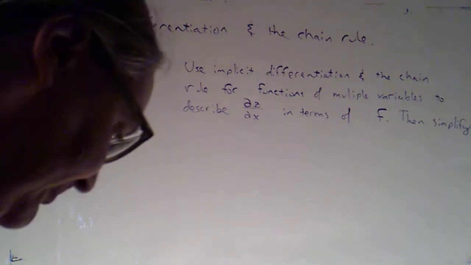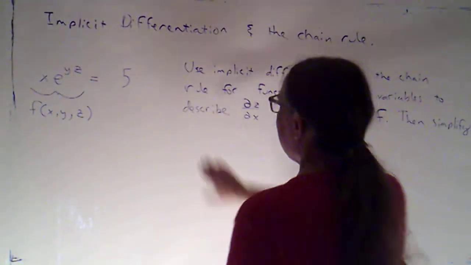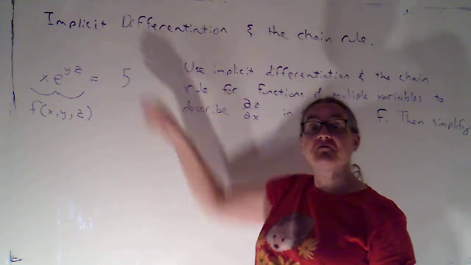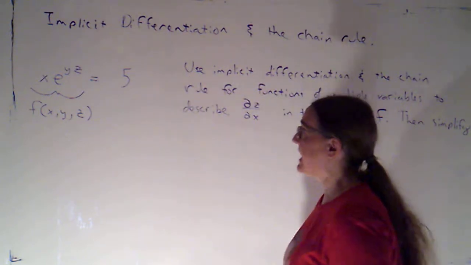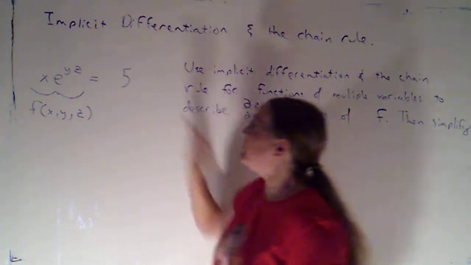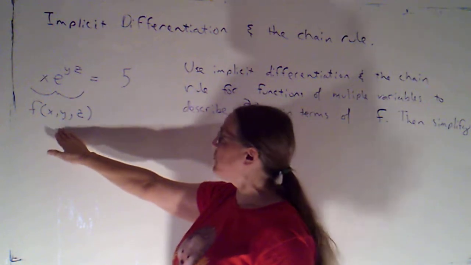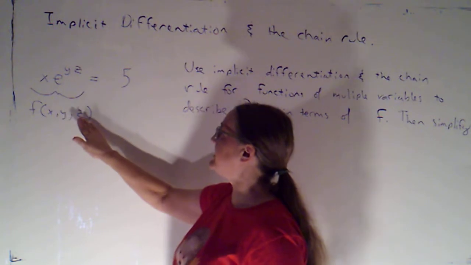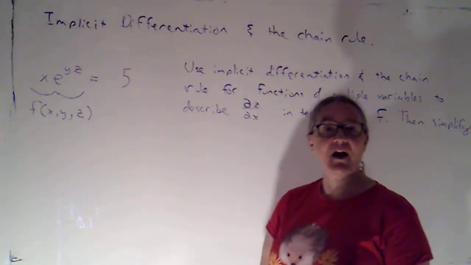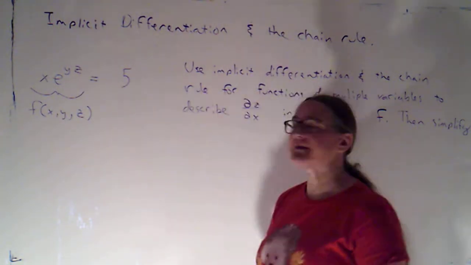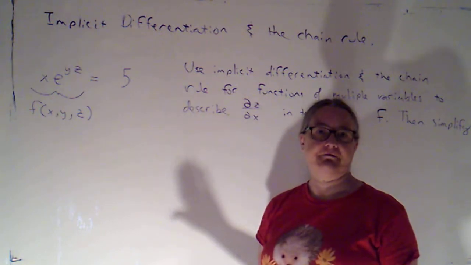I've got another problem up here. So here, I've got an equation for a level surface: x e to the yz equals 5. If I view that left-hand side as being the output of some function, so f of x, y, z is equal to x e to the yz, then I could say this surface is a level surface for f.